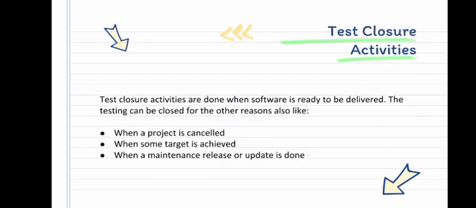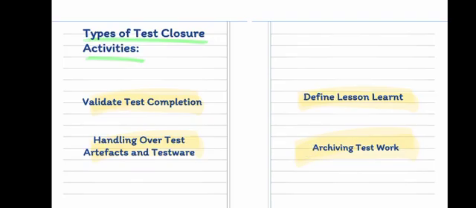And lastly, we have test closure activities. Test closure activities are done when software is ready to be delivered. The testing can be closed for other reasons also, like when a project is cancelled, when some target is achieved, and when a maintenance release or update is done. Types of test closure activities: validate test completion, handing over test artifacts and testware, define lessons learned, and archiving test work.